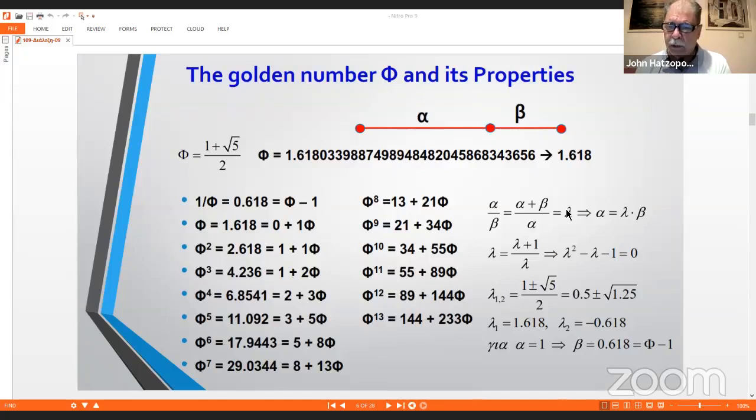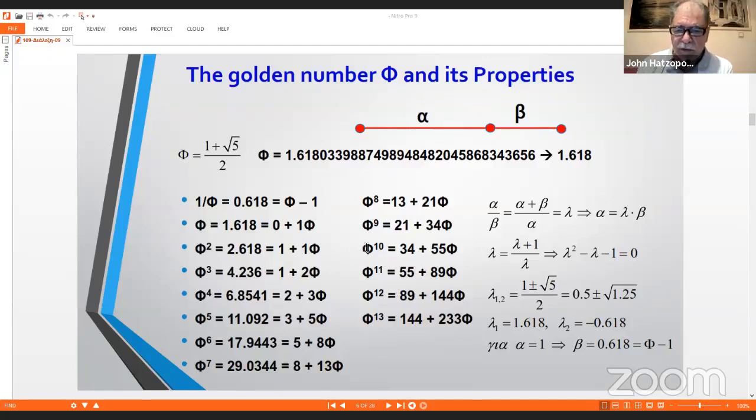Now, if we substitute the alpha with lambda beta, which comes from this equation, then we end up with a second degree equation of this form. And if we solve it, we get 2 roots. The one is 1.618 with all this infinite number of digits, and the other is minus 0.618 with all this number of digits. Now, some extraordinary attributes of the phi is that phi squared, for example, is 1 plus phi. Phi third is 1 plus 2 phi, and so forth.